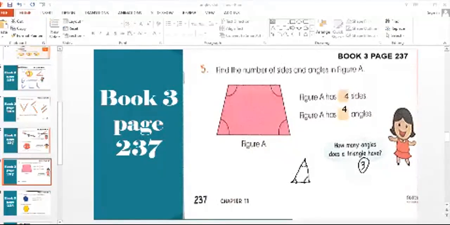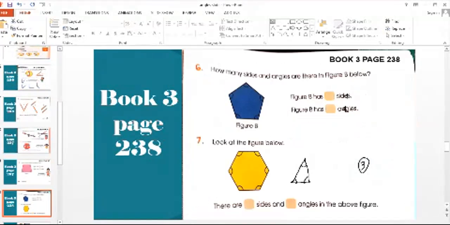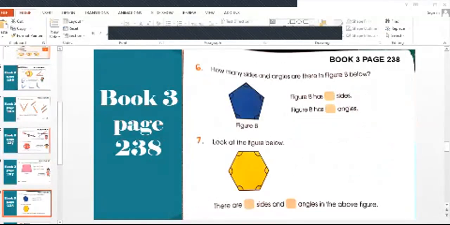Okay, now my boys, it's time for the self-assessment. Self-assessment is something that you all will do by yourself. So I am going to give you this: solve questions 6 and 7 by yourself. How? You will just look at the picture and count the angles and sides. I think this is just like a piece of cake. This is such an easy question that even before I ask you, you can solve it.